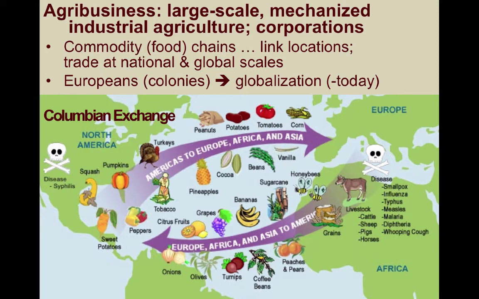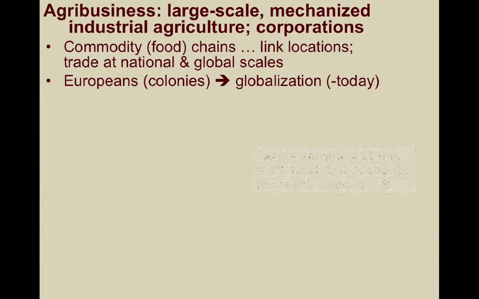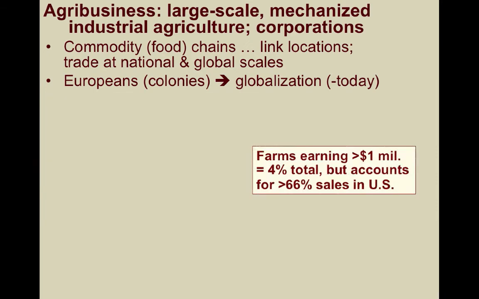Today, large corporations are the largest producers and distributors of food across state and international borders. Just in 2015, large farms with over $1 million in sales in the US accounted for only 4% of all farms, but over 66% of all sales.